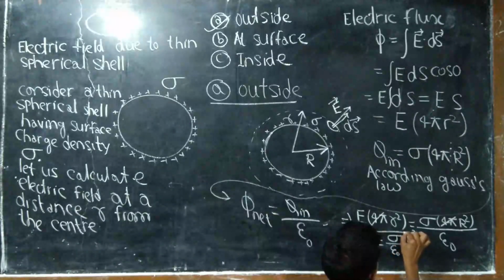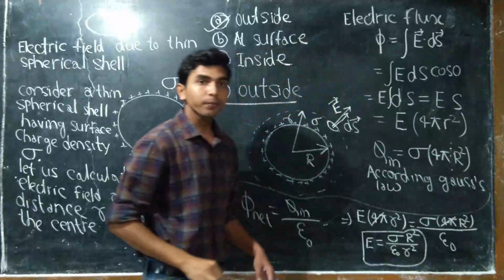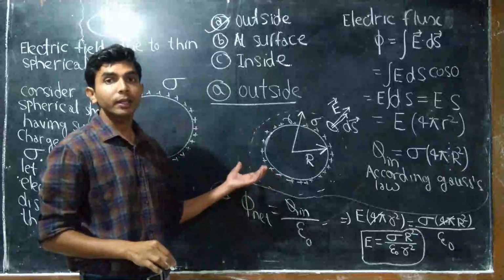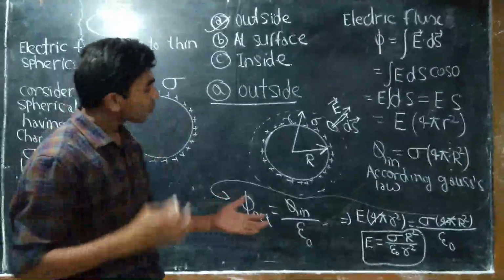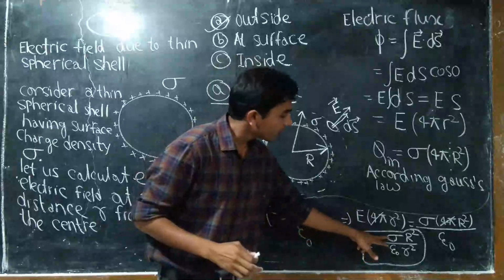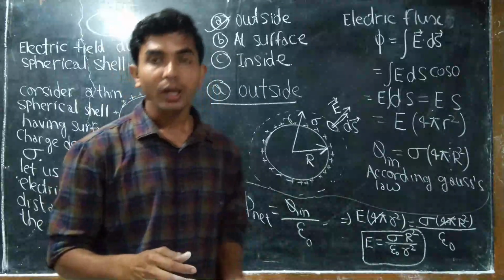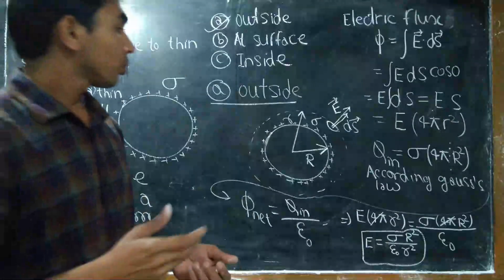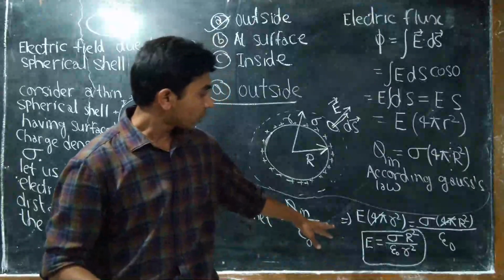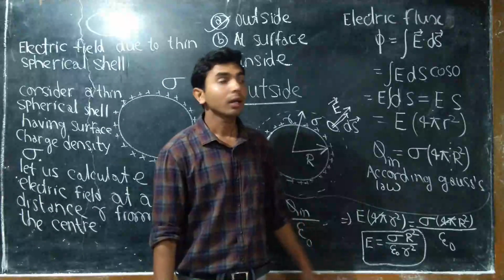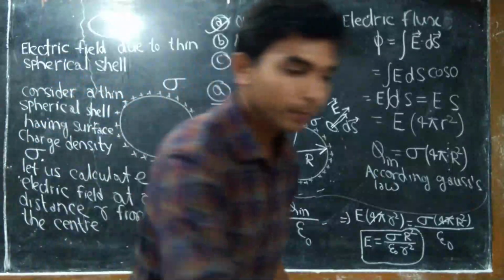So this is your formula to calculate electric field due to a spherical thin cell, okay? Now one more form of formula is also possible, right? If we substitute the value of sigma, then another formula will come. So any one formula you just remember, no need to worry. So this is one formula to calculate electric field outside a thin spherical cell, right?